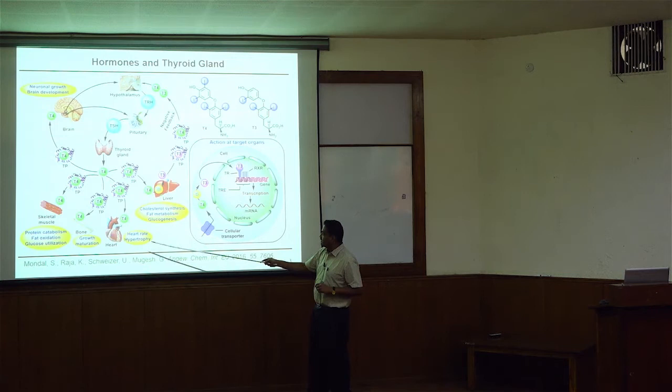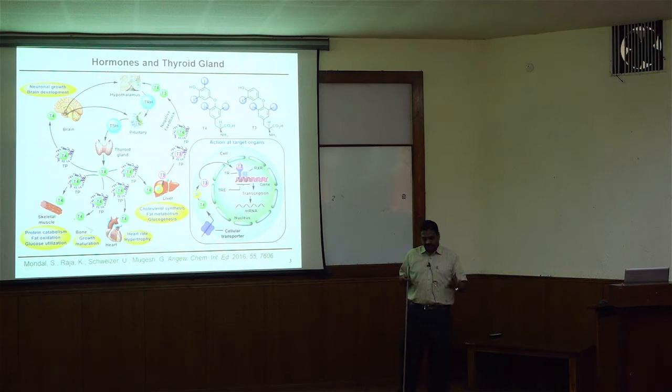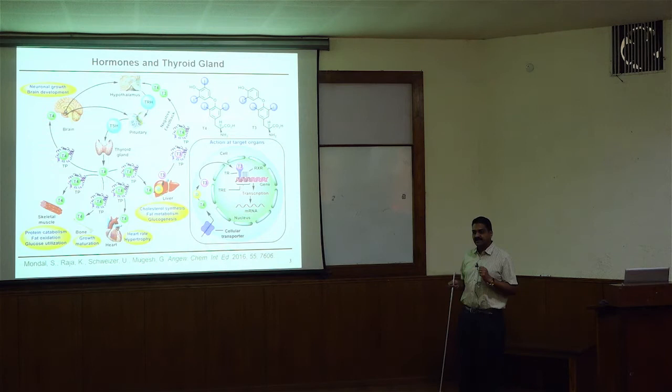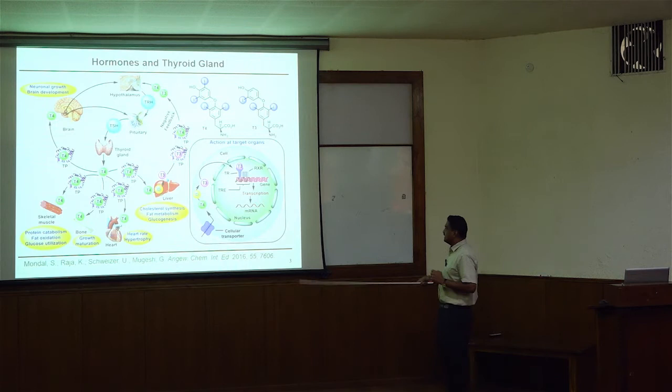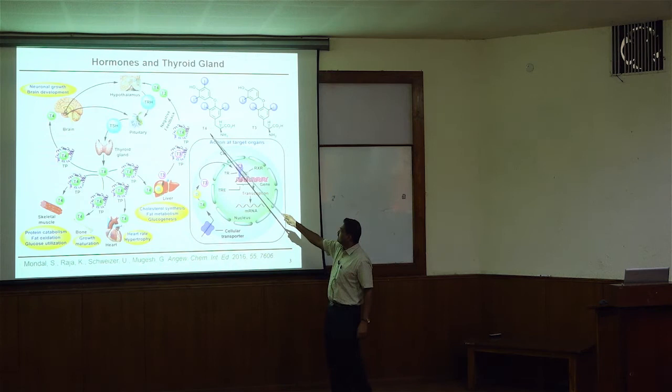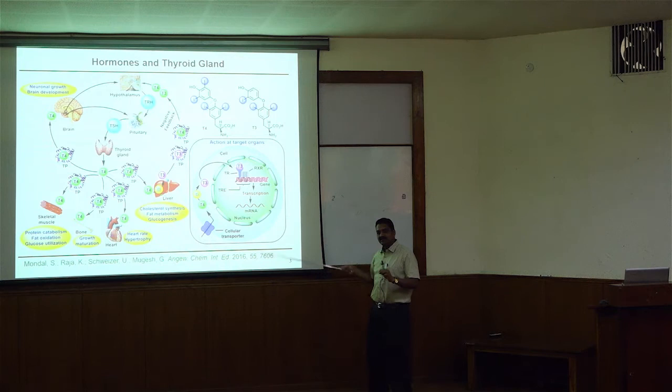The entire body metabolism depends on thyroid hormones, and that's the reason if somebody has hypothyroidism, a low level of thyroid hormones, they put on so much weight because the metabolism slows down. If you look at the T4 and T3 structures, the number 4 in T4 indicates the number of iodine atoms, and it is amazing how nature controls the number of iodine atoms to make it biologically active.